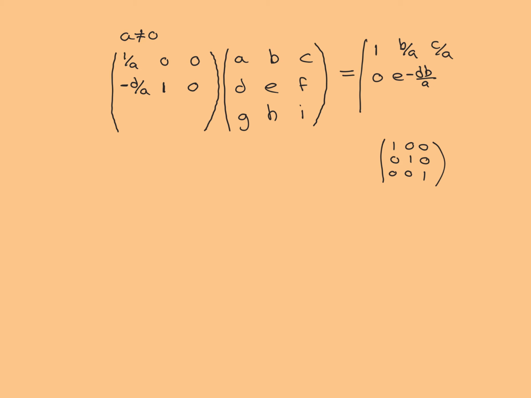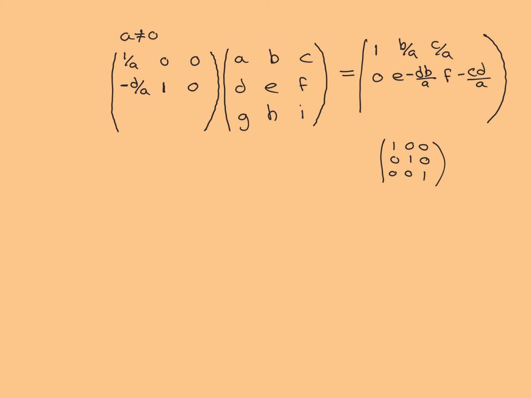We will get F minus CD over A. So that'll be that entry. And then I want to do the same thing with the third row. So we want to get 0 here.